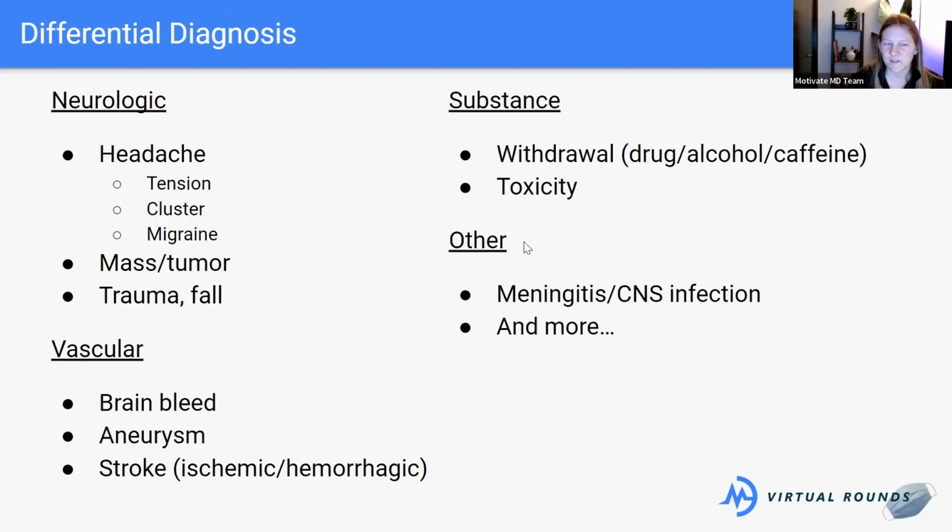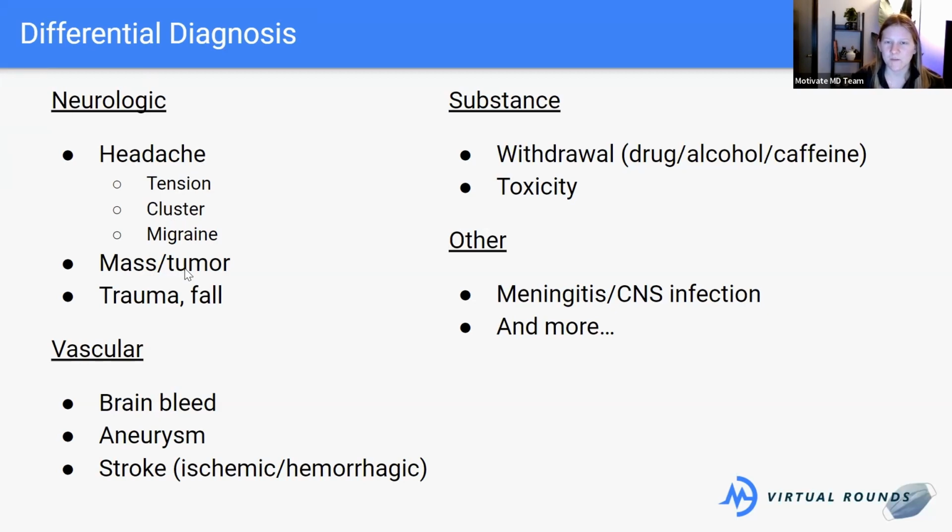So this is just a differential that I came up with. It is by no means exhaustive, but I think it has a good variety of things on it. So any sort of headache that you would think of, including, as Chase said, migraine headache, other headaches like tension headaches or cluster headaches can also be pretty severe and can come on quickly. Something that'd be more chronic in nature, that's not going to come on in a 30-minute time span and be super severe, but still could present with a headache is a mass or a brain tumor.